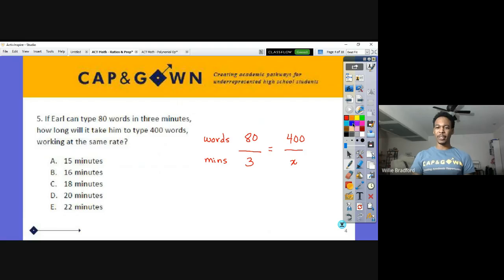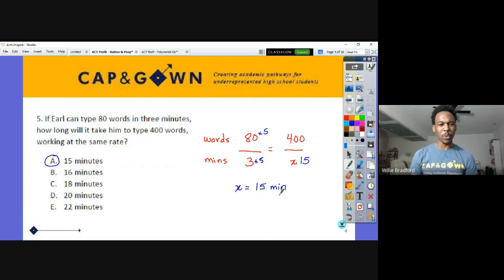Well, the good thing about this is I know that 8 will go into 40 5 times. So this is just this multiplied by 5. 80 times 5 equals 400. Well, if I multiply that to the bottom also, I keep my ratio, and that gives me 15. So X should be 15 minutes. That should be an answer of A.